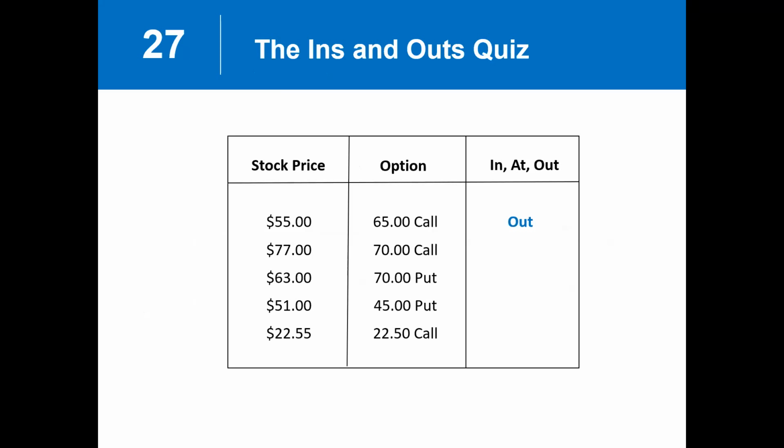I hope you said out. $10 out of the money. You've got the stock price at 55, and that 65 call represents the right to buy stock at 65, but that's $10 above the price of the stock, so it's $10 out of the money.